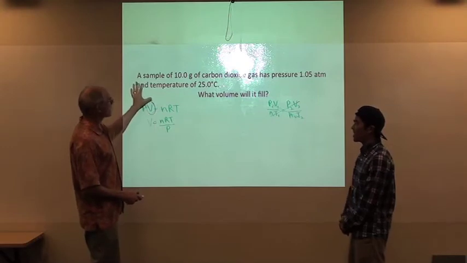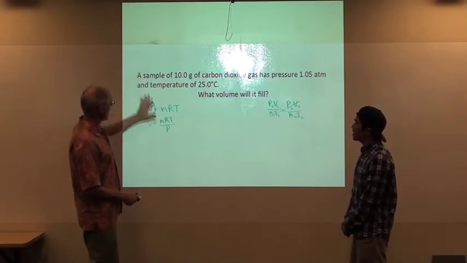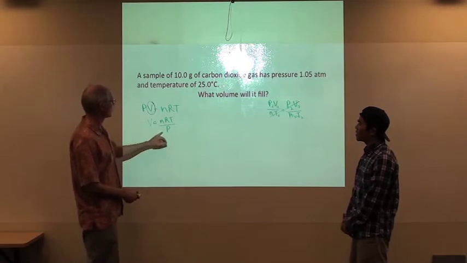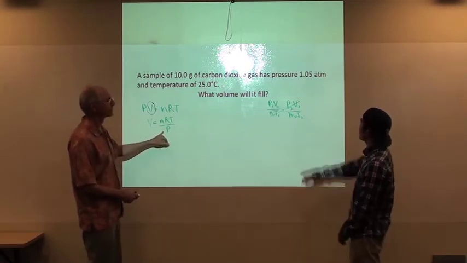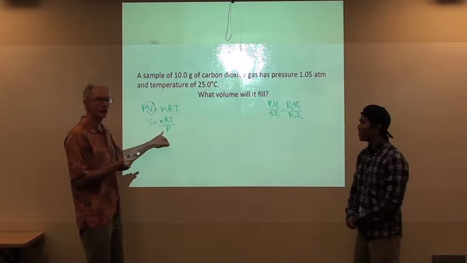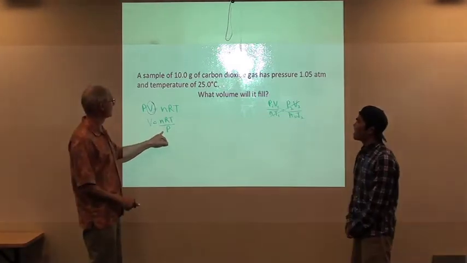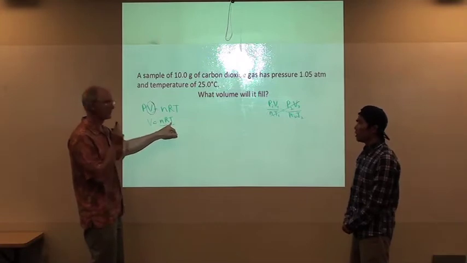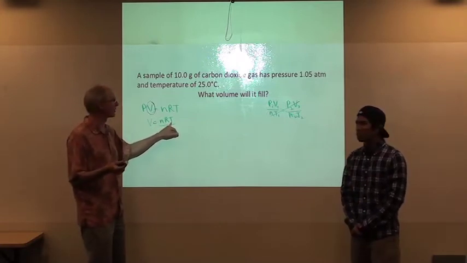So now I go back and look: what do I have, and what do I not have for this? Do I have a pressure? Yes, you do, and it's in the right units, so I can put that in. Do I have a temperature? Yes, you do. And is it in the right units? No, because we have to convert to Kelvin.